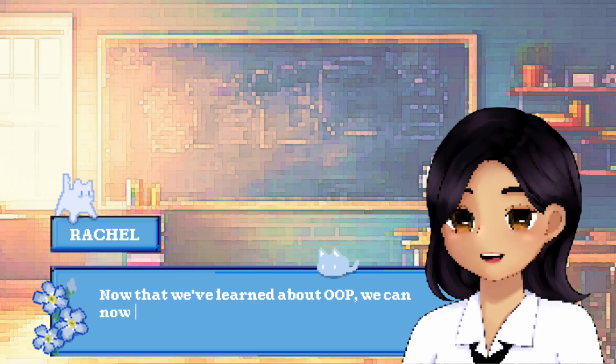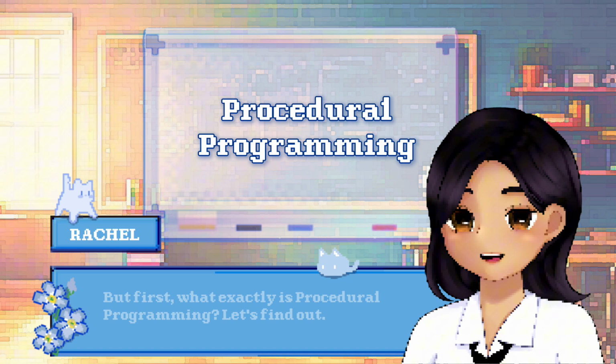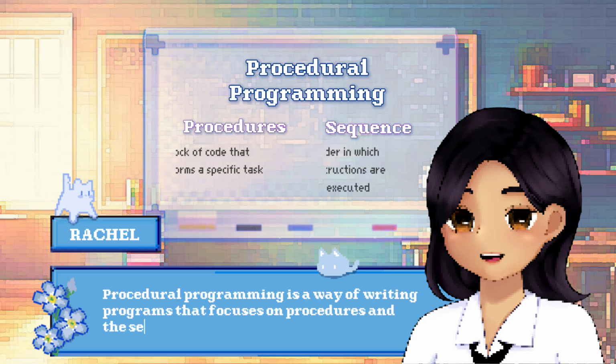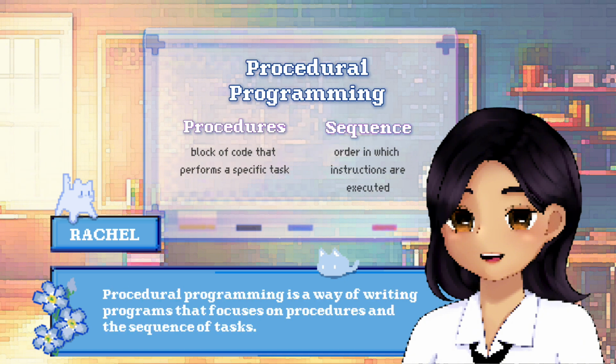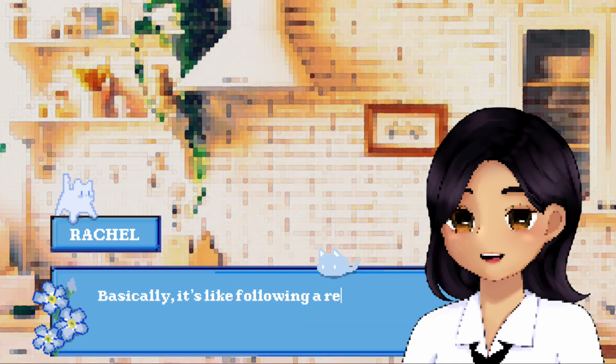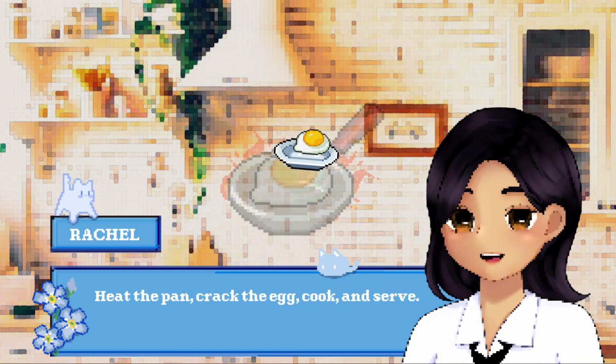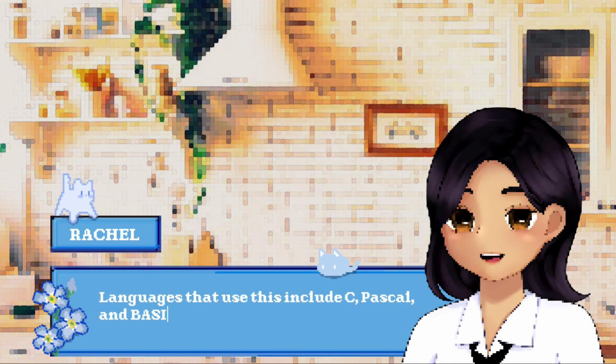Now that we have learned about OOP, we can now compare it to procedural programming. But first, what exactly is procedural programming? Let's find out. Procedural programming is a way of writing programs that focuses on procedures and a sequence of tasks. Basically, it's like following a recipe. For example, when cooking an egg: heat the pan, crack the egg, cook, and serve. Languages that use this include C, Pascal, and BASIC.